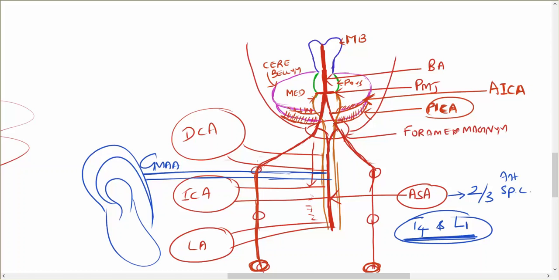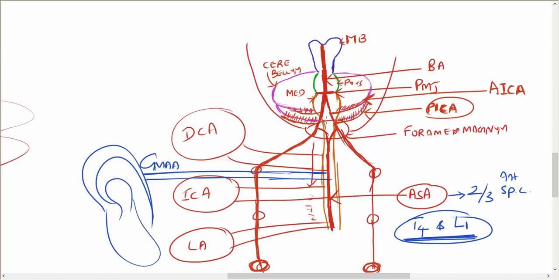Then it goes to the foramen and it goes above. Then it reaches the foramen magnum on both sides, and it enters the foramen magnum by piercing the dura and the arachnoid, and they stop at the subarachnoid space and freely float in the cerebrospinal fluid.